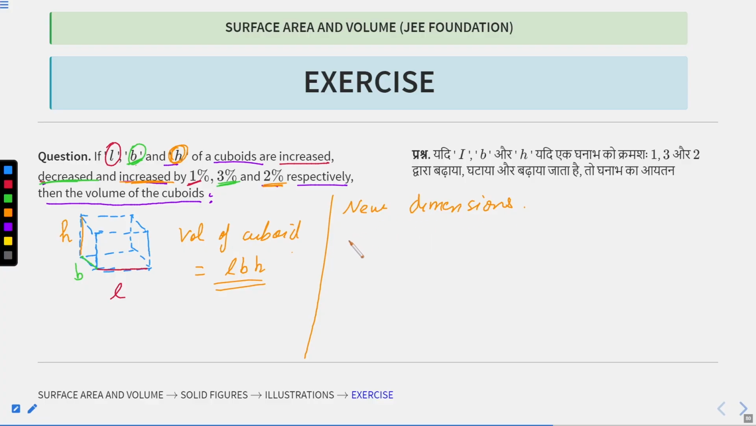My new length L is equal to, because there is 1% increment, L plus the 1% of L. 1% of L is equal to 1 by 100 L. I hope this is clear. So this is 101 L by 100.